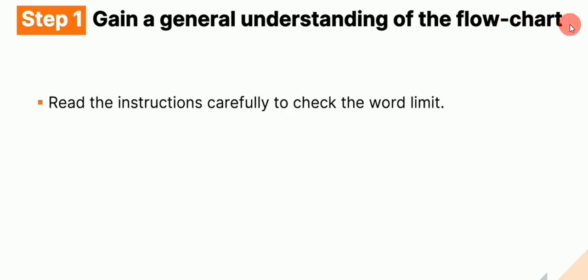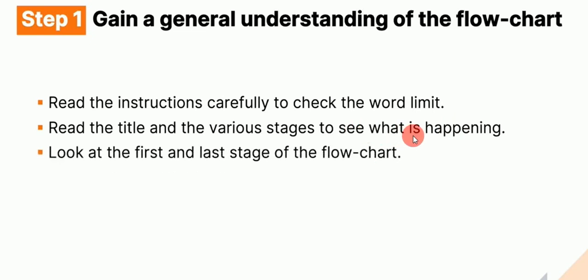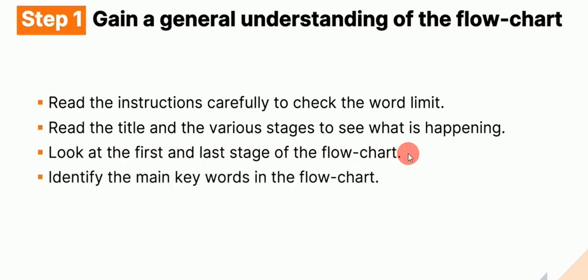Once you have skimmed the reading passage, read the instructions in the question carefully and check the word limit. In other words, check how many words you can write in each gap. Then try to understand the general topic of the flowchart by reading the title and the various stages to see what is happening. And looking at the first and last stage of the flowchart is particularly helpful. As you are skim reading the flowchart, identify the main keywords that you could use to scan the passage.